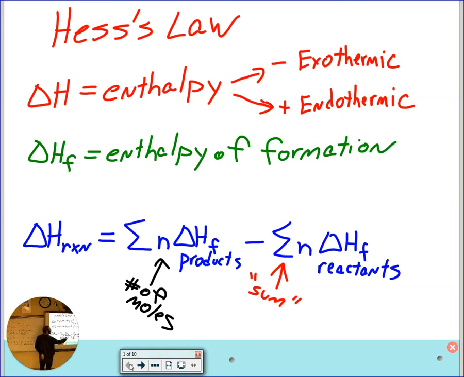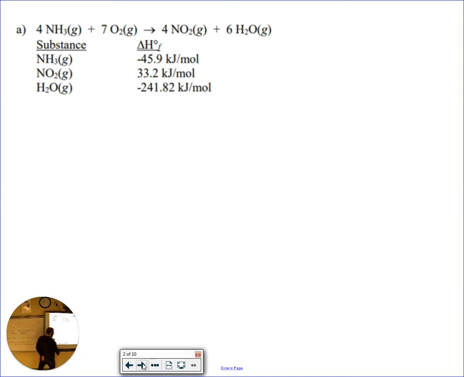So what we're going to do, flashback real quick, is start by finding the sum of the delta H's of our products. So products, are they on the left-hand side or the right-hand side? Right-hand. Products are what gets produced. So the products are over here.